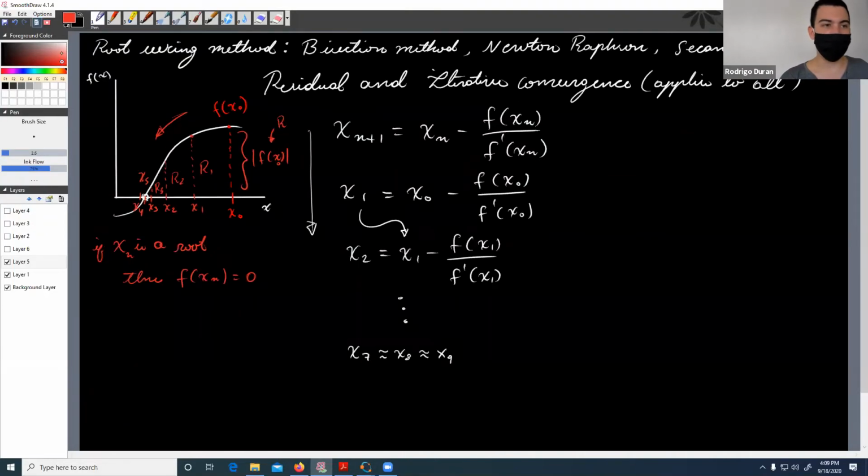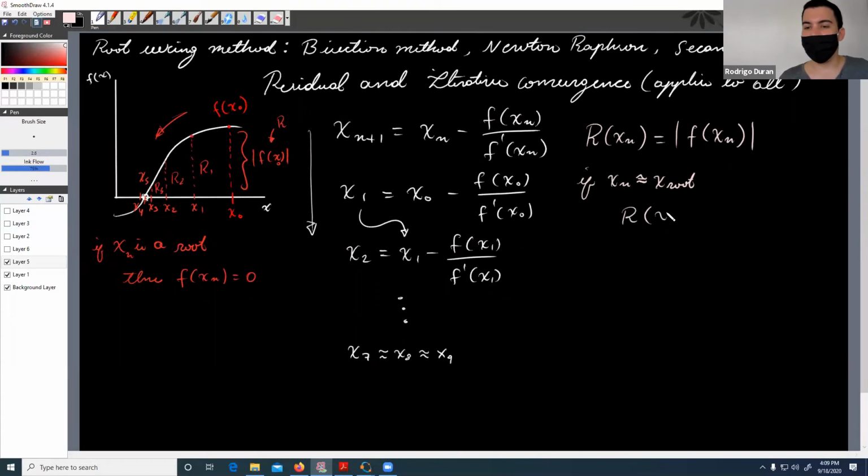So I can create a relation based on this. I'm going to define my residual at a particular iteration. This is going to be the absolute value of my function evaluated at that approximation of the root. And what I'm expecting is, if xn happens to be the root, equal to x root, or is very close to it, my residual at that xn is going to 0.